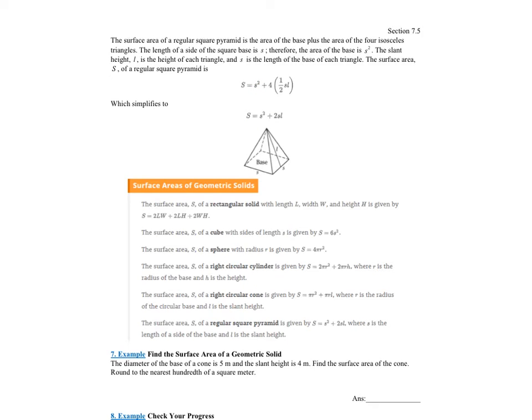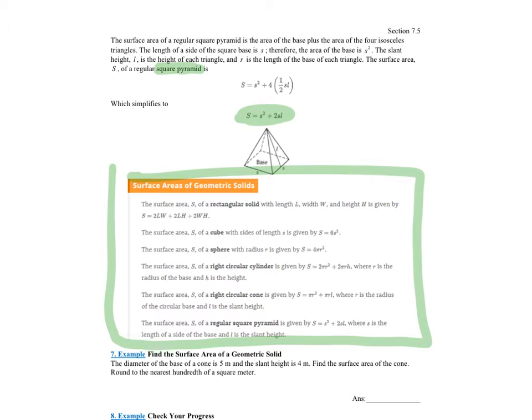So putting that all together, for a regular square pyramid, it is s, where s is the side length, squared, plus 2sl, where l is the slant height, not the actual height. So put all those things together and you have the following formulas in one nice package. The rectangular solid would be twice length times width plus twice length times height plus twice width times height.